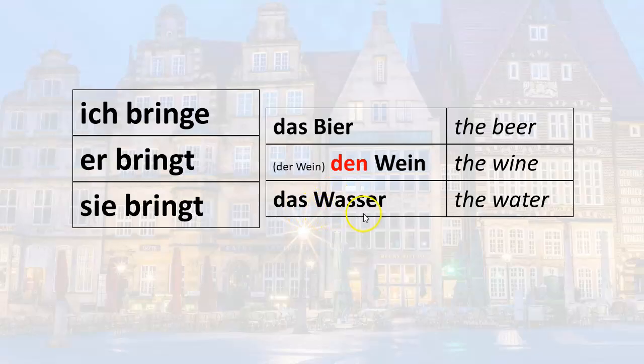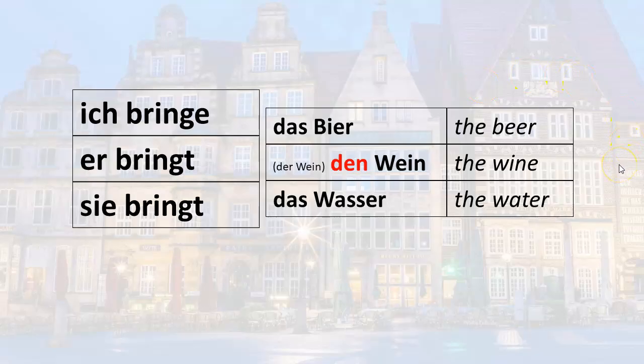And then das Wasser. Das Wasser and das Bier are also both in the accusative case, but das is the same for nominative and accusative. In other words, when it's a subject, it's das, and when it's a direct object, it's das. So let's look at these examples.